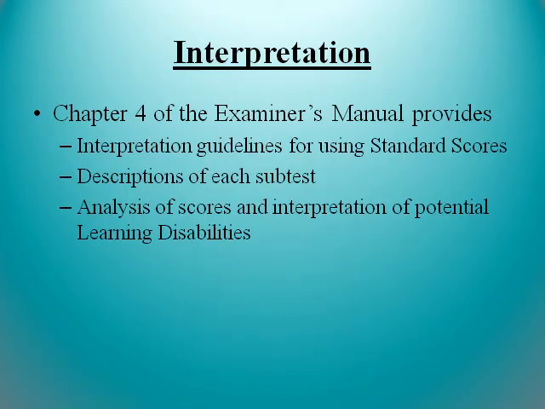Chapter 4 also goes over really good interpretation of learning disabilities and how to use these scores to look at the potentiality of learning disabilities. In addition to the Examiner's Manual, there's always the Essentials books and other books that you can get online, Amazon.com, whatever, and really go into a lot more depth on how to do a thorough interpretation using the WIAT.